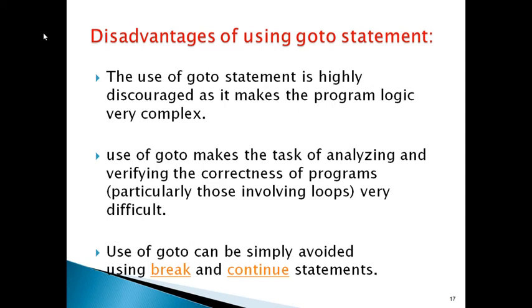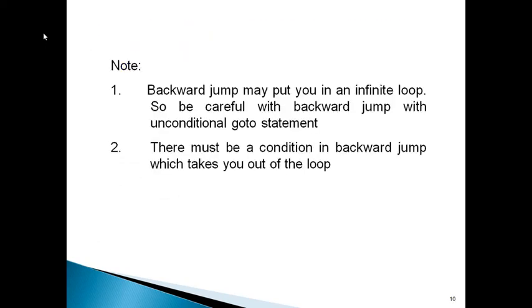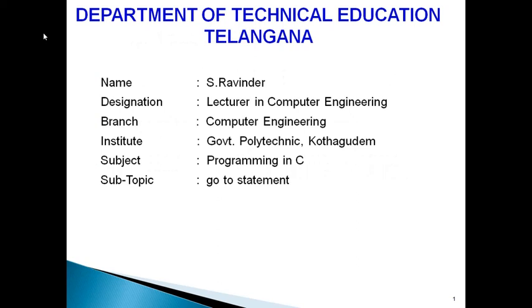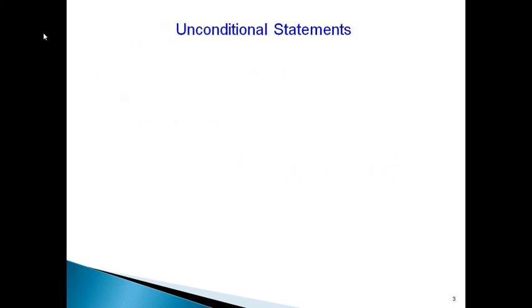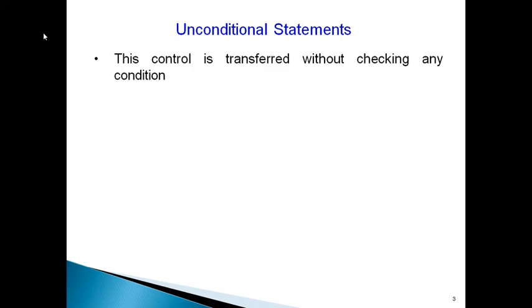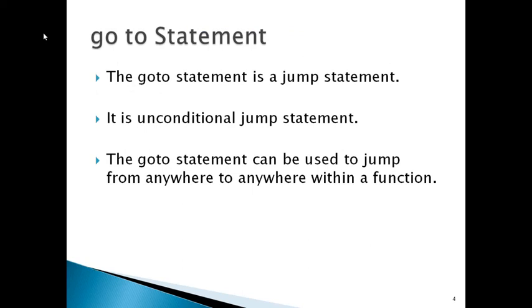In this class, we discussed the unconditional jumps, unconditional statements. The unconditional statement in C is go to. Unconditional means without checking any condition, it jumps to some other part of the program. The flow of control is directly transferred to another location in the program. By using the go to, we achieve this unconditional jump.